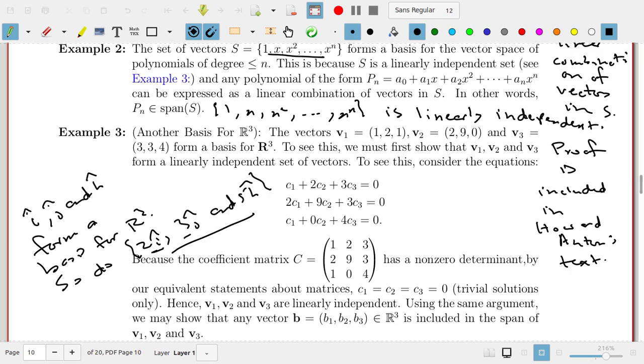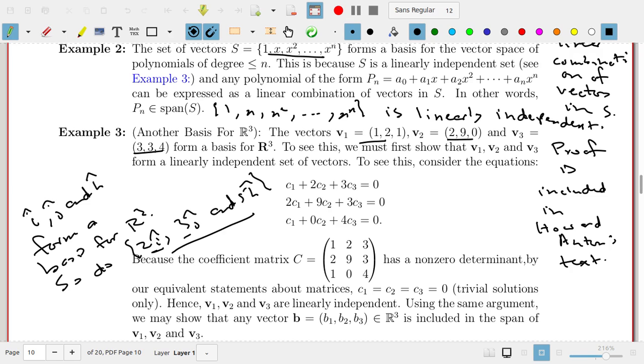So these three vectors, v1 which is (1, 2, 1), v2 which is (2, 9, 0), and v3 which is (3, 3, 4), also form a basis for R3. How do we know this? Well, first we check to see if v1, v2, and v3 are linearly independent.